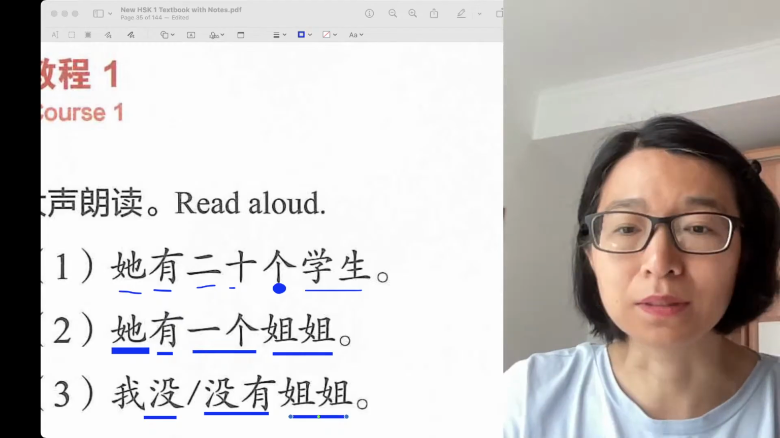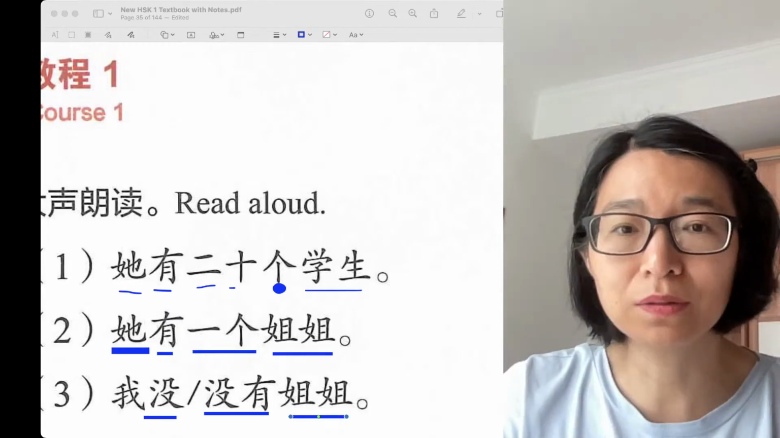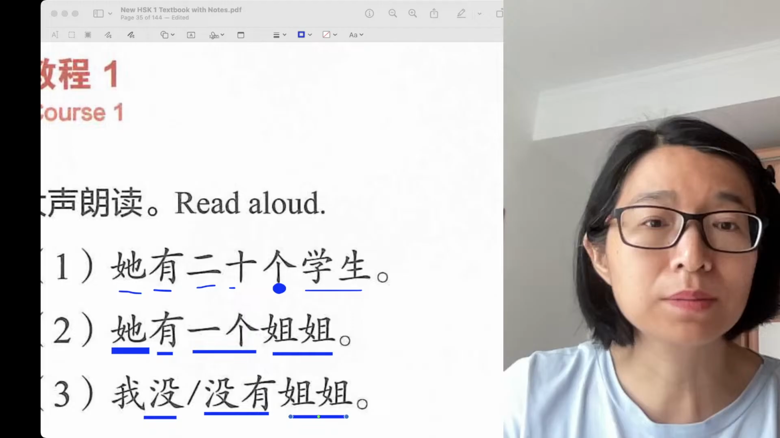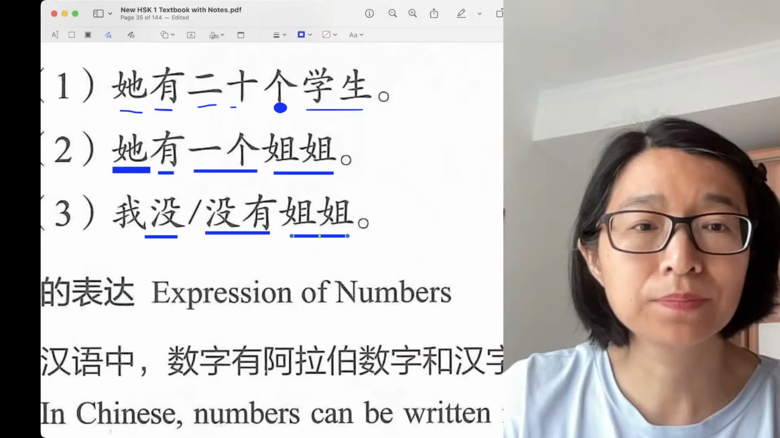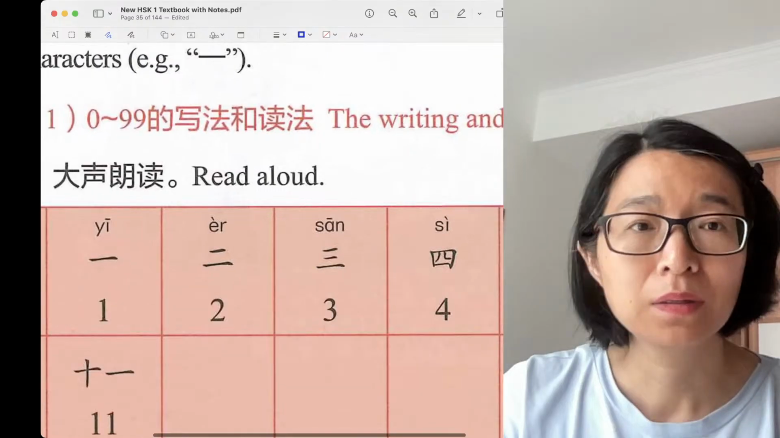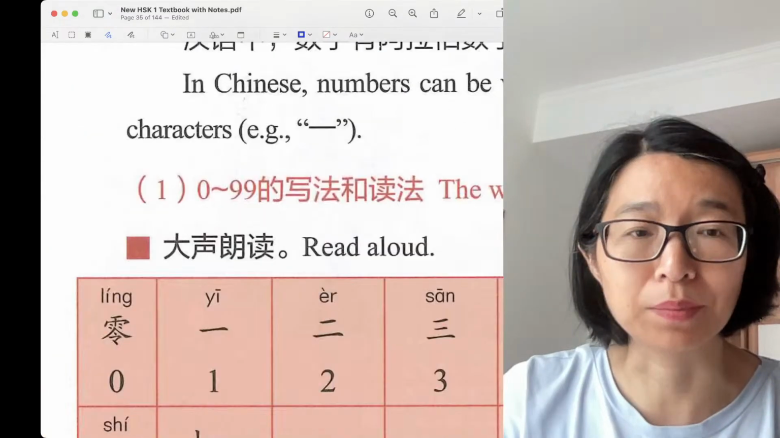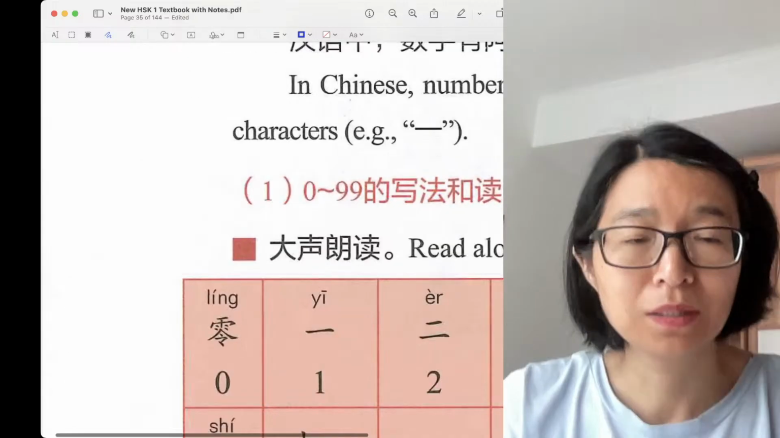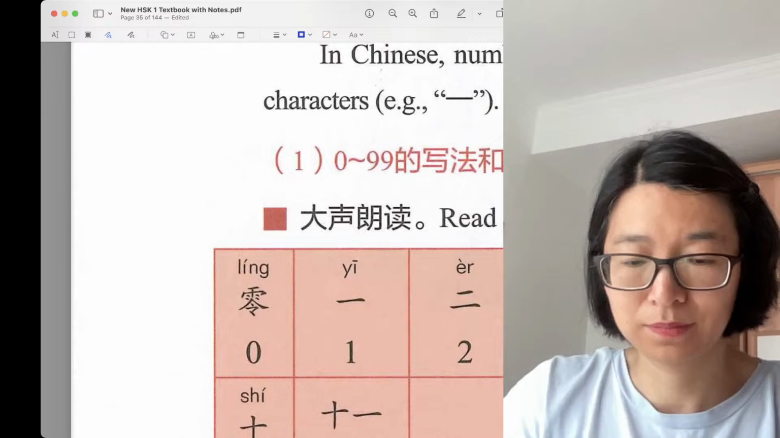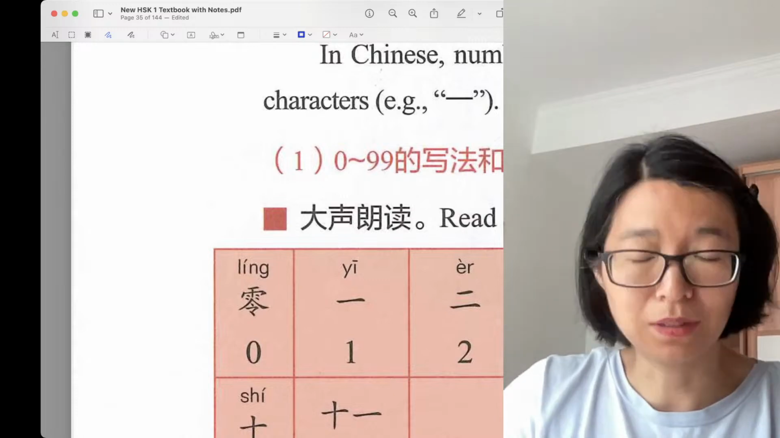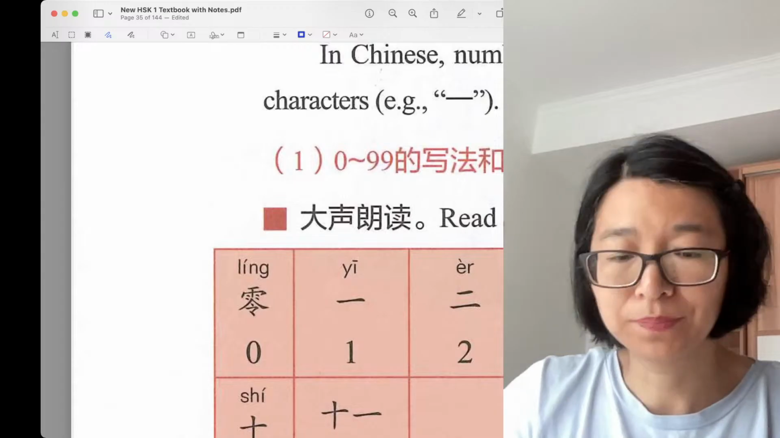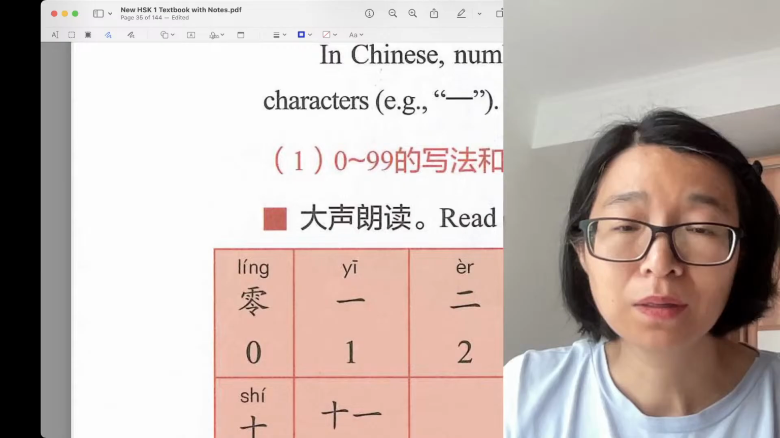Now let's move on to the next part. Next part is about Chinese numbers. So do you know how to say number 0 in Chinese? Number 0, 零. Okay, number 0, 零. Yeah, very important number. And how do you say number 1?